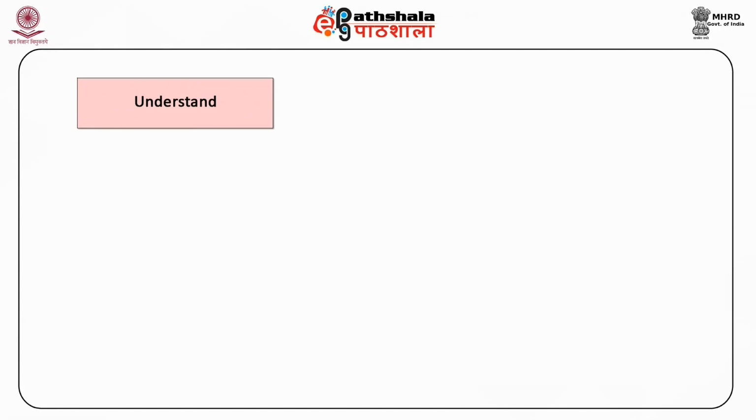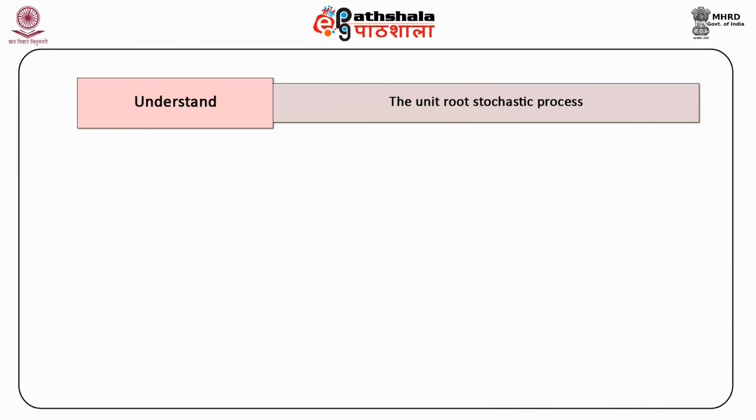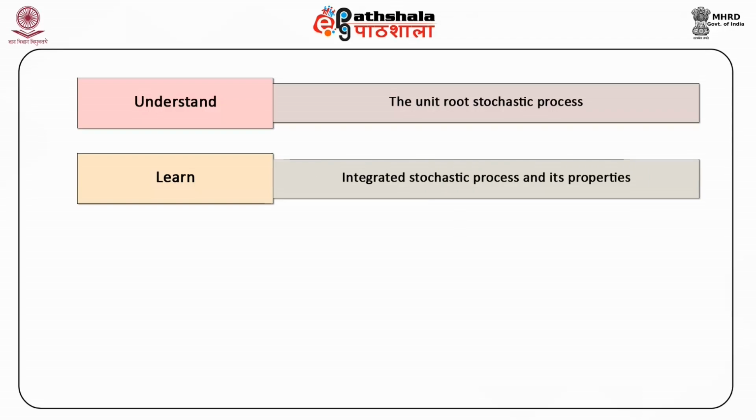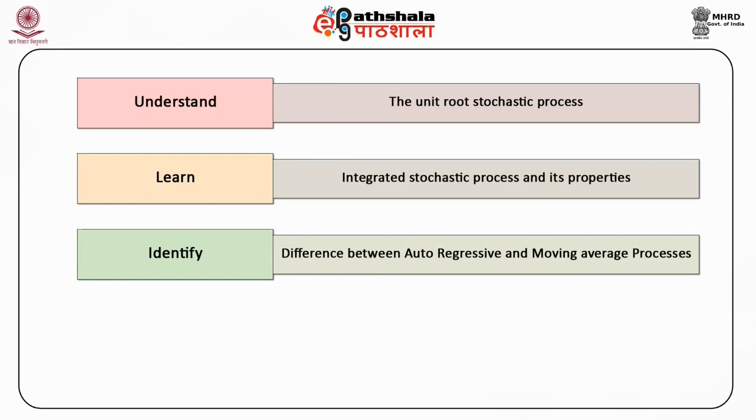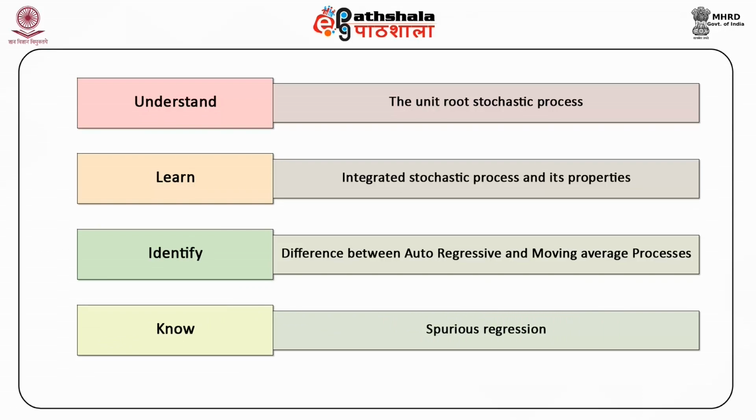To understand in detail the unit root stochastic process, its characteristics, and what is the reason behind it being called a unit root. Secondly, you will learn about the integrated stochastic process and its properties. You shall be able to identify the differences between the autoregressive model and the moving average model. And finally, the concept of spurious regression will be taught, which would mark the end of the module.